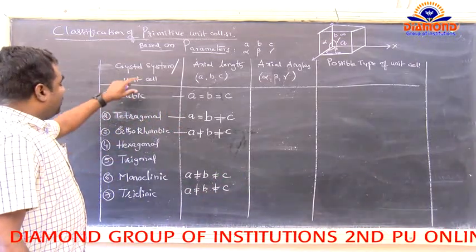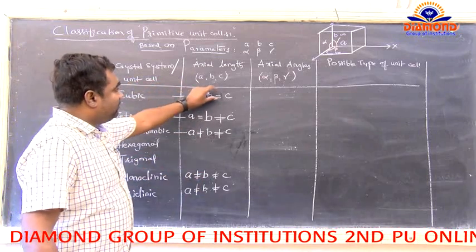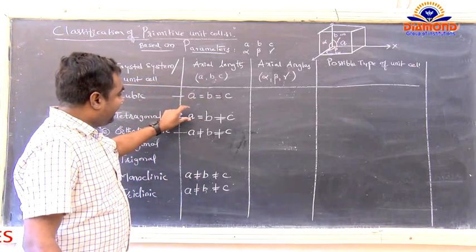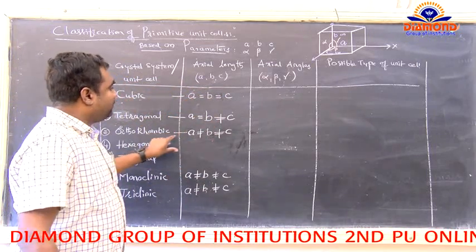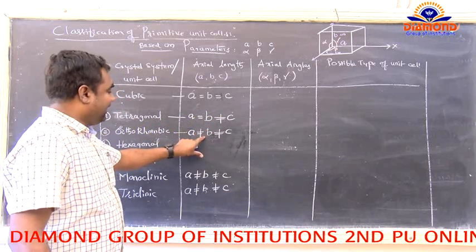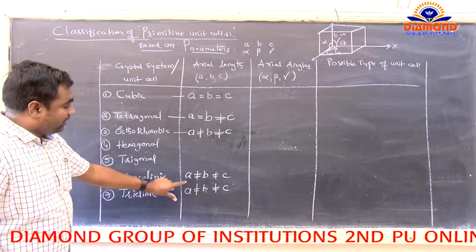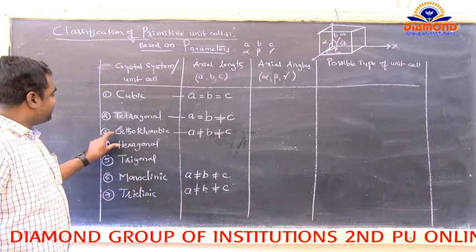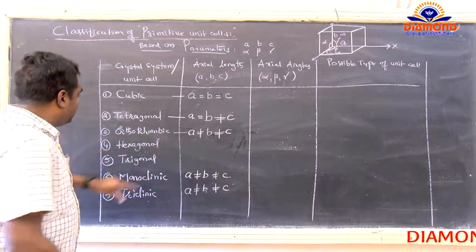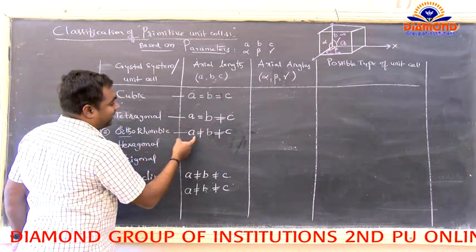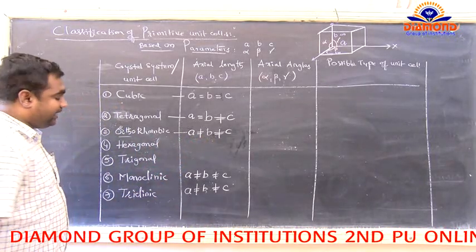So here, out of seven, the five are written. The first one: a equal to b equal to c. The second one: a is equal to b but not equal to c. Again in the third one, all are not equal. From the last two we got the same thing as the third one, nothing but orthorhombic. Orthorhombic has the same dimensions as the monoclinic and triclinic.